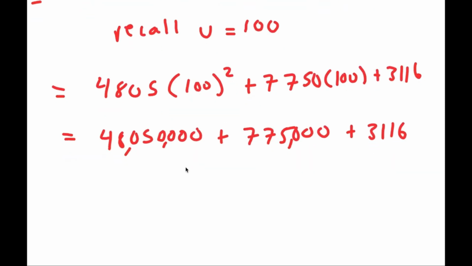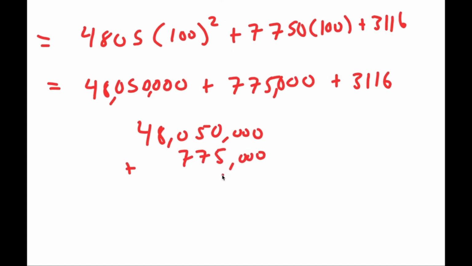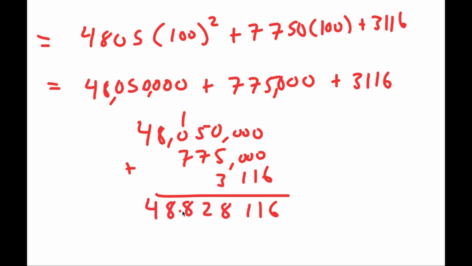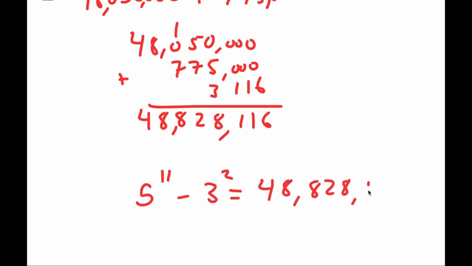And now if I add all of these up, 48,050,000 plus 775,000 plus 3,116. I have 6 over here, 1, 1, 5 plus 3 is 8, 7 plus 5 is 12, 7 plus 1 is 8, 8, 4. So my final answer of 5 to the power of 11 minus 3 squared is 48,828,116.